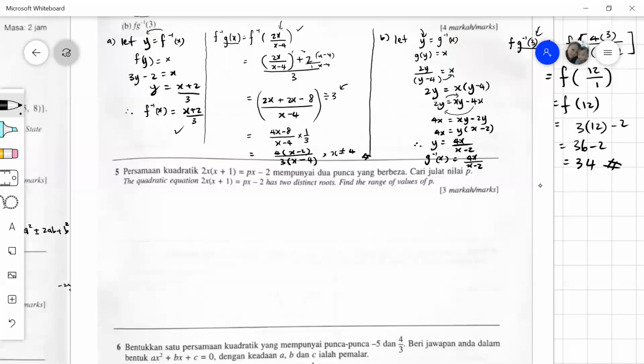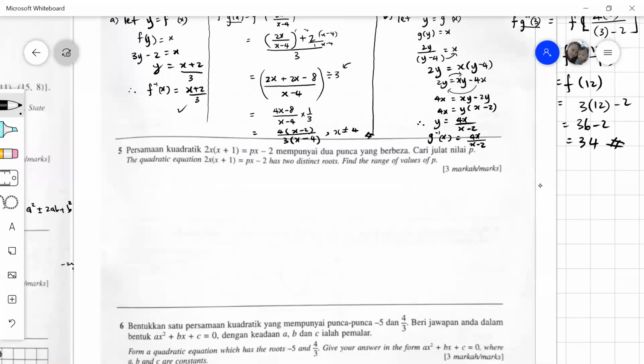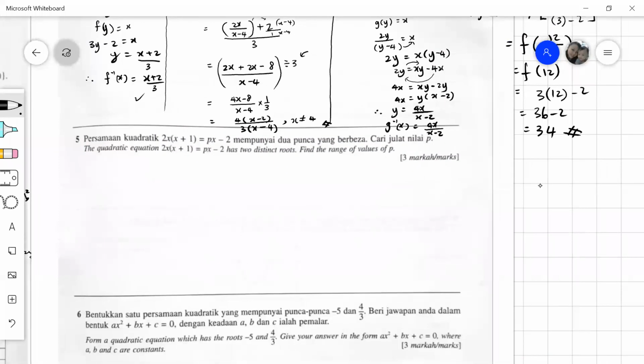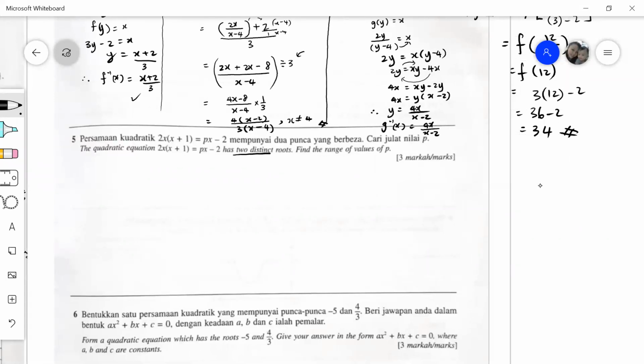Now next, number 5. We have a quadratic equation and it has 2 distinct roots. The key words are this: it has 2 distinct roots. The rest, no matter how they ask, how they create the question, not important. Look for the keyword, 2 distinct roots, to tell you the type of roots. If you have 2 distinct roots, the thing that you need to know is b squared minus 4ac is always greater than 0. This is the one that we need to use.